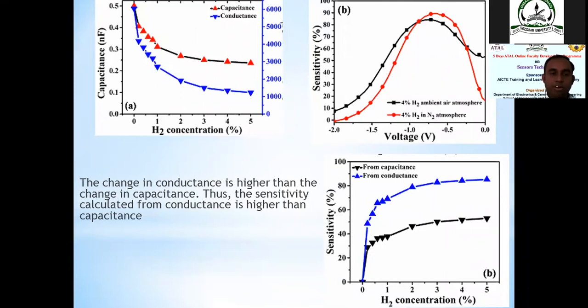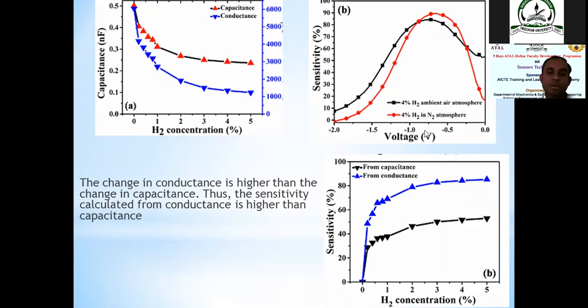So if we calculate the sensitivity from the conductance, then the sensitivity will be higher. You can see the sensitivity is higher in this figure for the H2 concentration percentage. If it is 1%, obviously the H2 concentration is only 1%, so the sensitivity will be less. With the concentration of gas, sensitivity always increases. Even with temperature, for a specific range, the sensitivity increases.